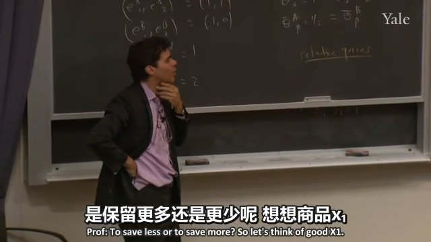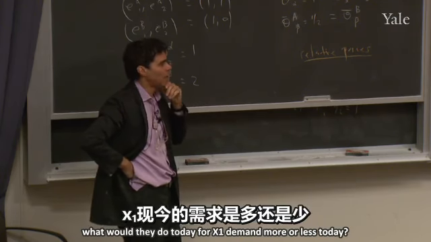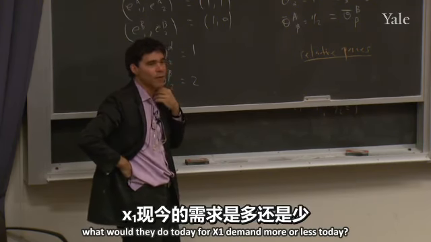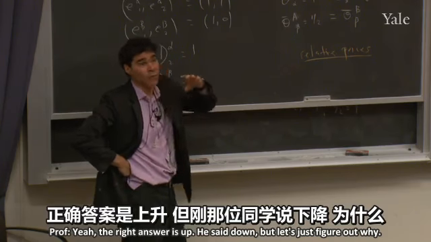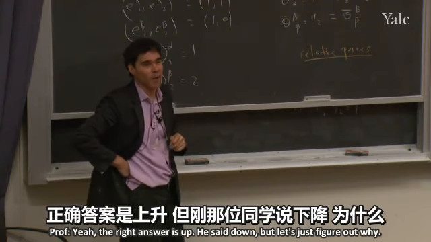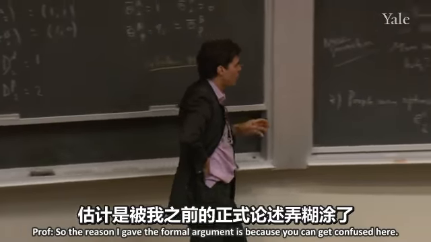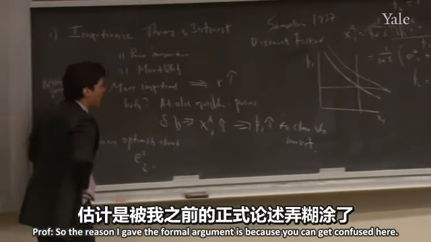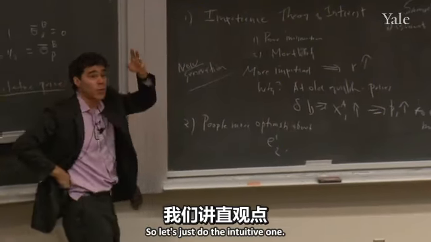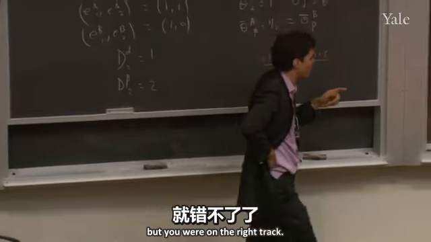So let's think of good X1. If people thought they're going to be richer at the old prices, what would they do today for X1? Demand more or less today? The rate would go up, right? Yeah, the right answer is up. He said down, but let's figure out why. They demand more bonds. The reason I gave the formal argument is that you can get confused here, so let's just do the intuitive one. You had the idea back there, you just got it backwards, but you're on the right track.